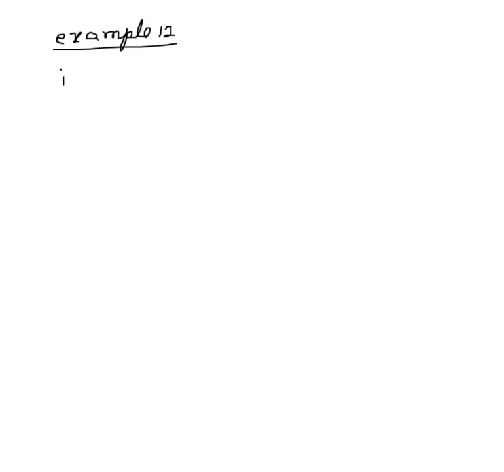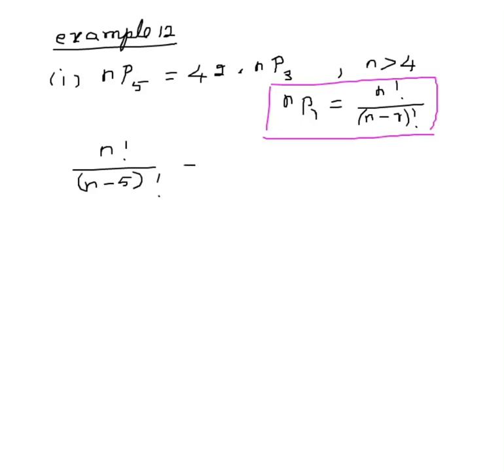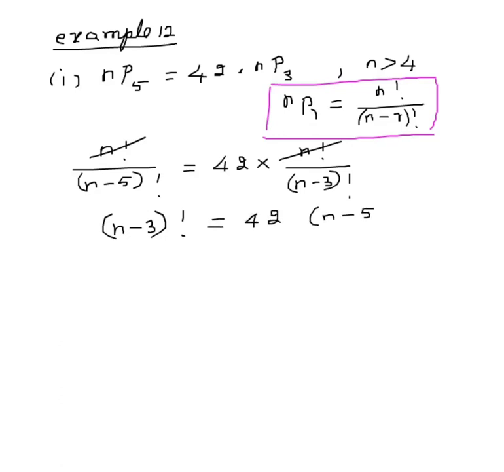Example 12. Find the value of n such that, let us do the first subdivision, np5 equal to 42 times np3 and n should be greater than 4. Let us use npr formula, which is n factorial divided by n minus r factorial. Let us use this formula, n factorial by n minus 5 factorial equal to 42 times n factorial divided by n minus 3 factorial. We can cancel n factorial. Let us cross multiply. N minus 3 factorial is equal to 42 times n minus 5 factorial.